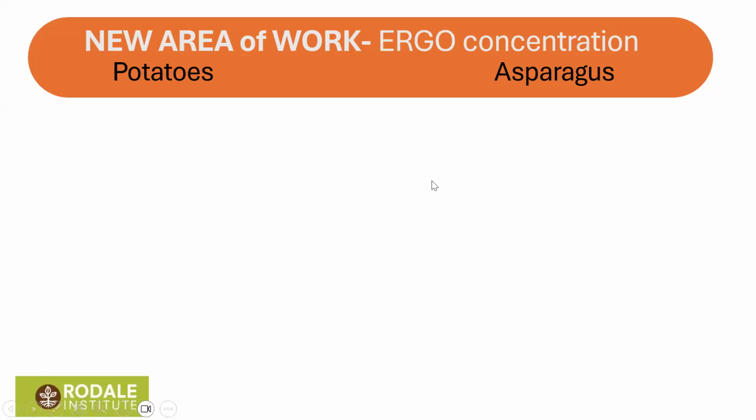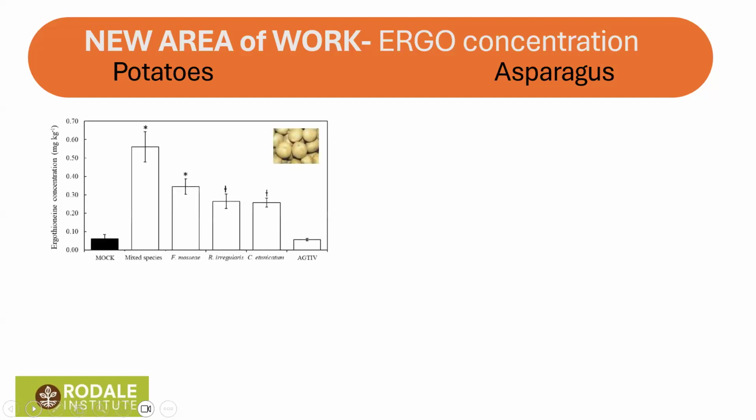So I will share with you some of the results of the work that we did in potatoes as well as asparagus. Potato is an annual crop, asparagus is a perennial crop. And in the case of potato, we were trying to see if mycorrhizal fungi are one of those fungi that inhabit the soils and whether they can participate or contribute to the ergothioneine.